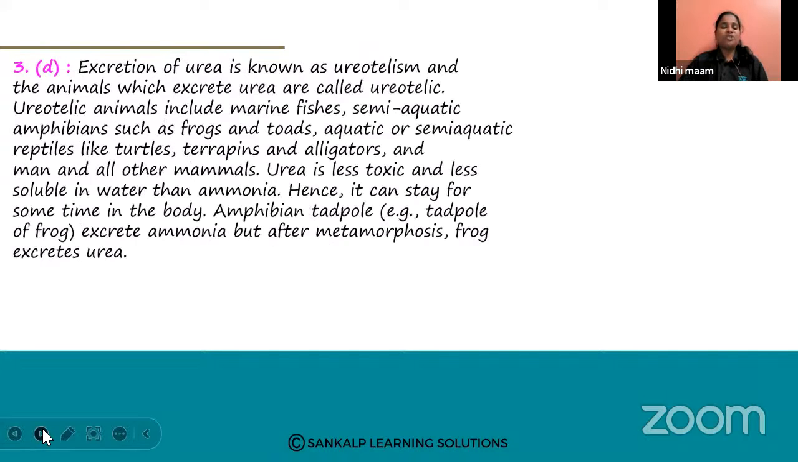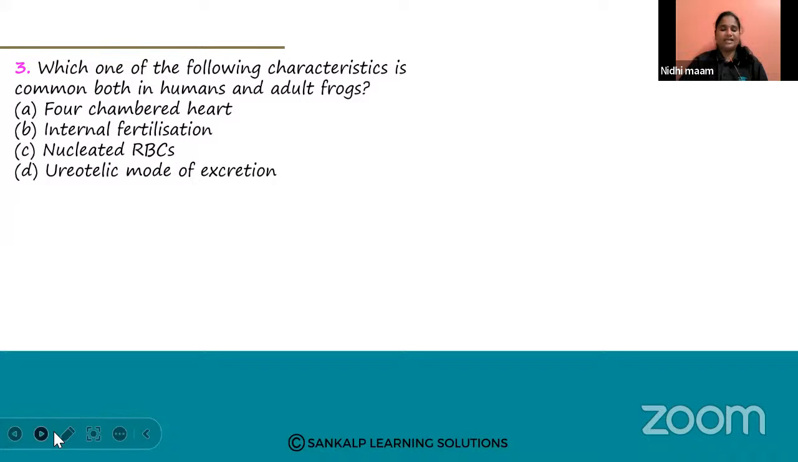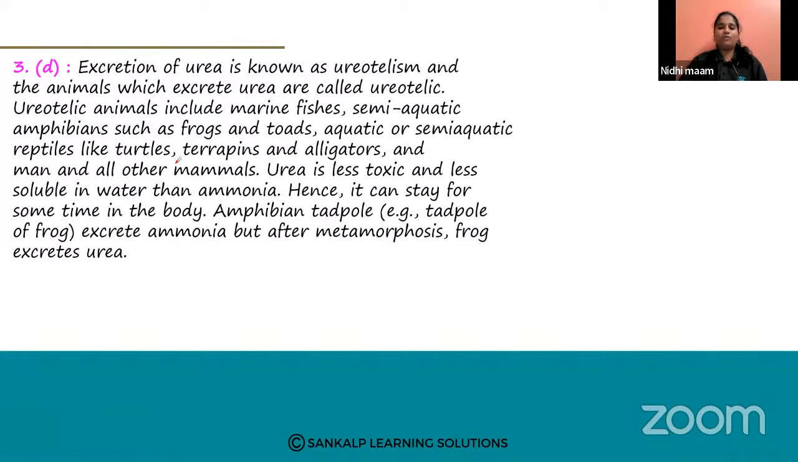Exactly. So option D, ureotelic, means both humans and frogs excrete urea. So it is called ureotelism. Ureotelic animals include marine fishes, semi-aquatic amphibians, that is frogs, toads, etc. Semi-aquatic means they live in water also, and on land also. Urea is less toxic and less soluble in water than ammonia. Hence, it can stay for some time in the body.